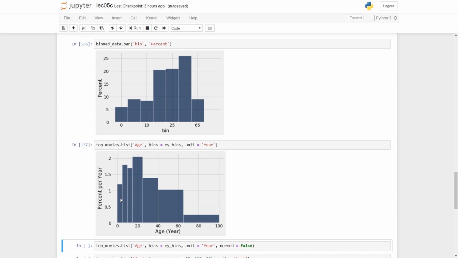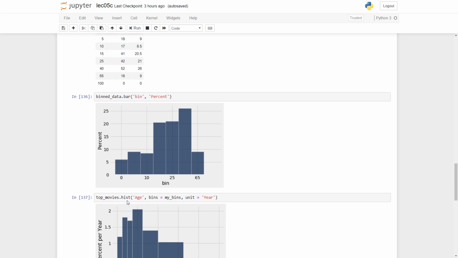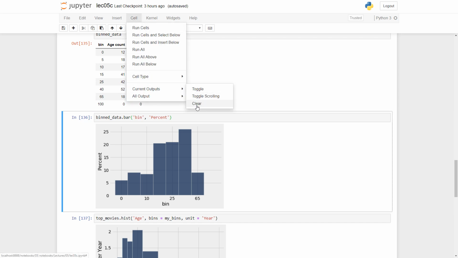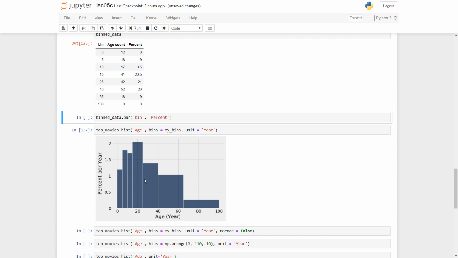Now, let's think about percentage. Maybe it represents the percentage of the individuals within each bin. Okay, so let's see. Let's look at this bin, for example. I will just remove this for now, just to look at the numbers here and the plot.